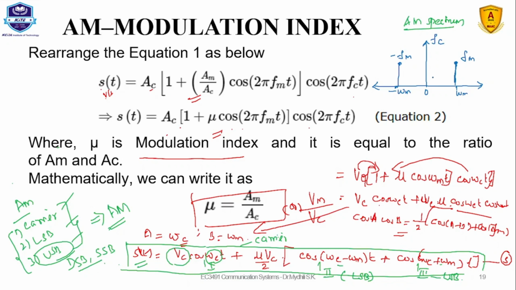So what the signal contains within this duration is Fc plus Fm, or simply omega c plus omega m. This is your upper sideband, this is your carrier, that is Vc, and this is your lower sideband, which with respect to omega c is omega c minus omega m. So this is what the spectrum represents.